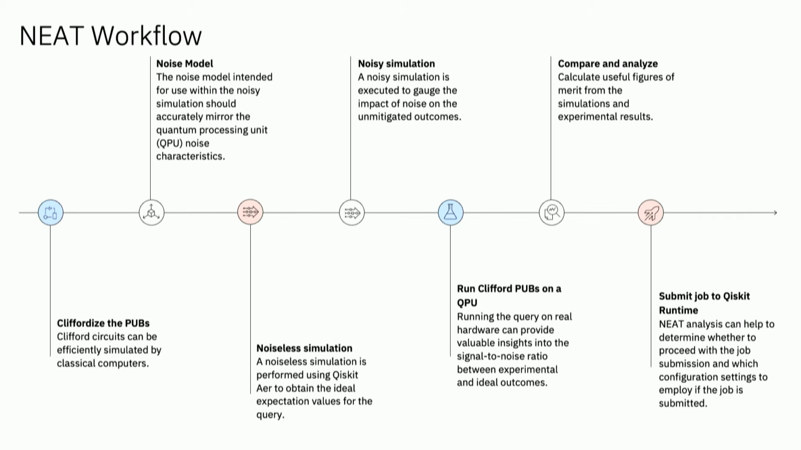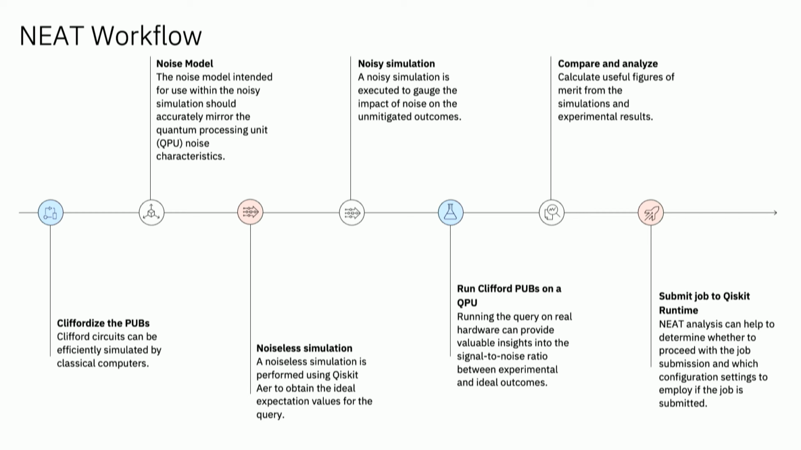Okay, now more in detail, the elements of a NEAT workflow. We just mentioned the Clifford pubs. The second element is the noise model. So ideally you want to use a noise model that reflects the noise conditions of the QPU that you want to use. For this, Qiskit IBM Runtime provides snapshots of these noise models that you can leverage. And you can also additionally create your own custom noise models using the noise model class from Qiskit Aer.